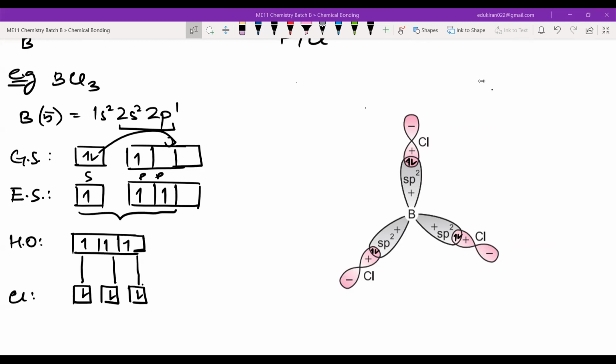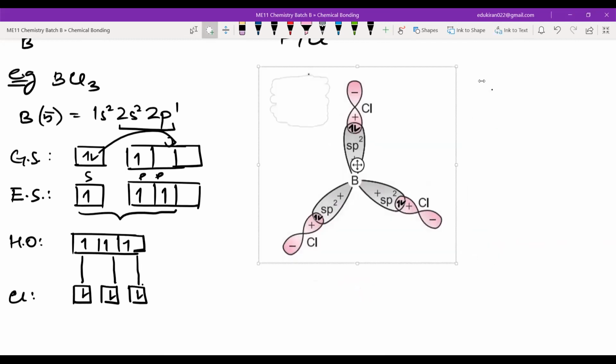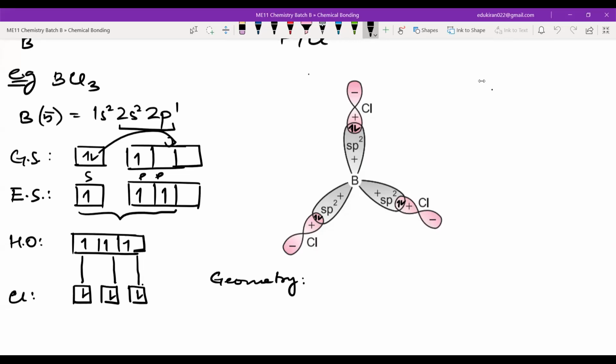So obviously, whenever you have these types of structures, you will be asked regarding the geometry and shape. So geometry here is trigonal planar, right? And if you have the shape... is tetrahedral. Oops, I'm sorry. Why do I want to write tetrahedral? Trigonal planar.